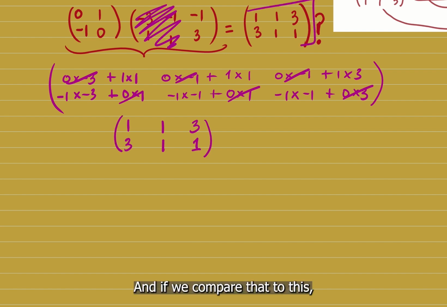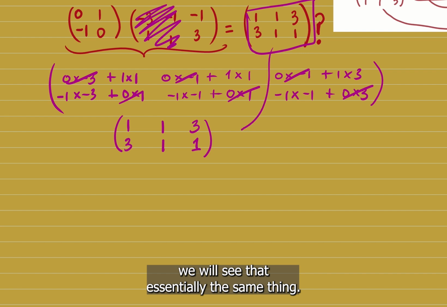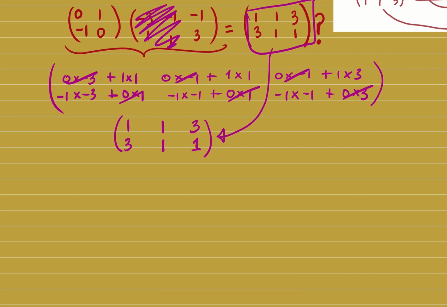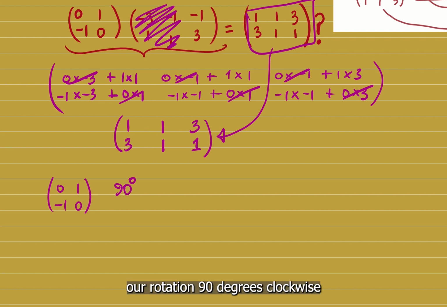And if we compare that to this, we will see that they're essentially the same thing. Which means that the matrix 0, minus 1, 1, 0 actually represents our rotation 90 degrees clockwise about the origin.